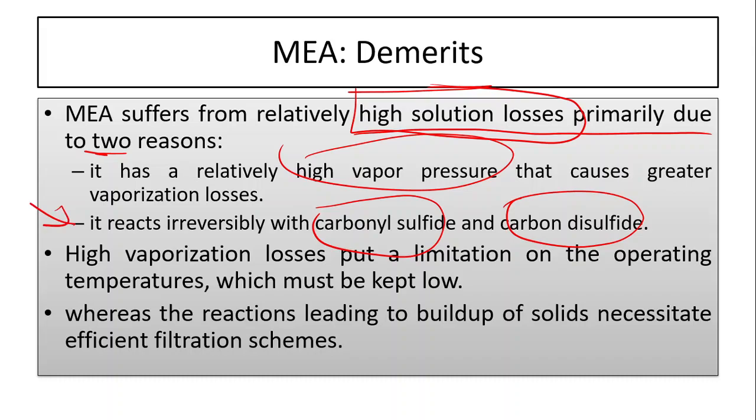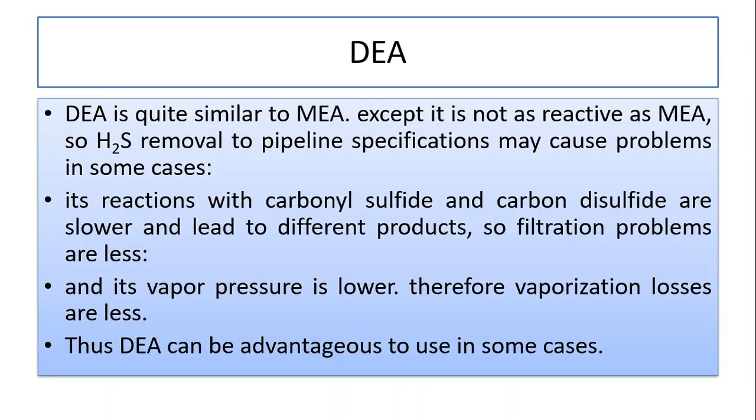High evaporation losses put limitations on the operating temperature. So if we want to maintain low losses, we have to maintain a low temperature. Whereas the reactions leading to a build-up of solids necessitate efficient filtration schemes. So these solid materials, sometimes after the reactions of carbonyl sulfide, carbon disulfide and some other materials, are basically forming a solid structure. They require an efficient filtering scheme in the MEA.